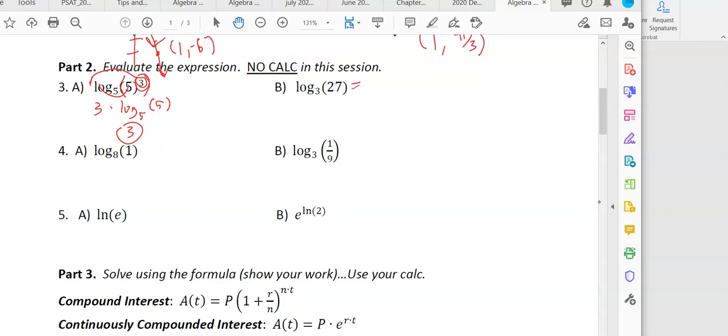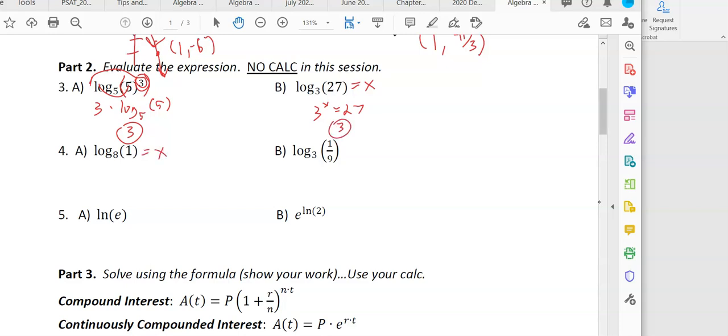Again, if you don't know the answer, you can just set it equal to x and change the form. So it'd be 3 to the what power equals 27. I hope you know that one. Hope you know 3 to the third is 27. If you don't, you could do the prime factorization of 27. That's 3 to the third, but we just know that one. The answer is 3.